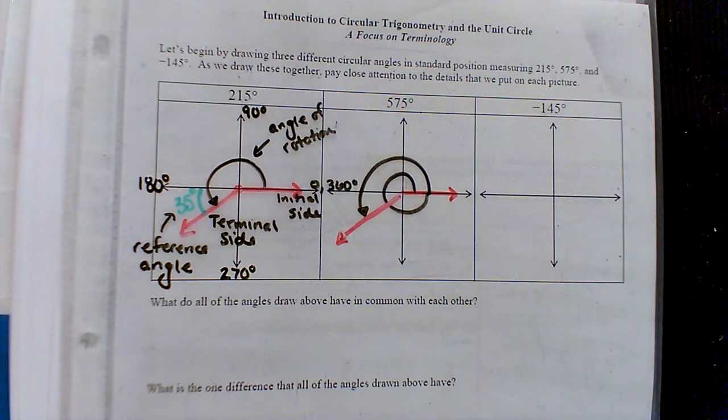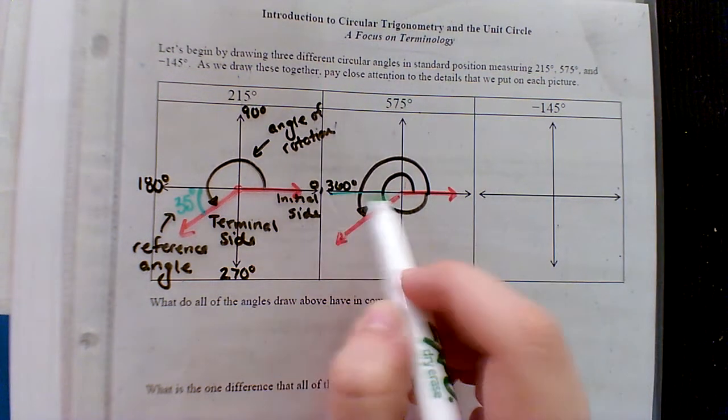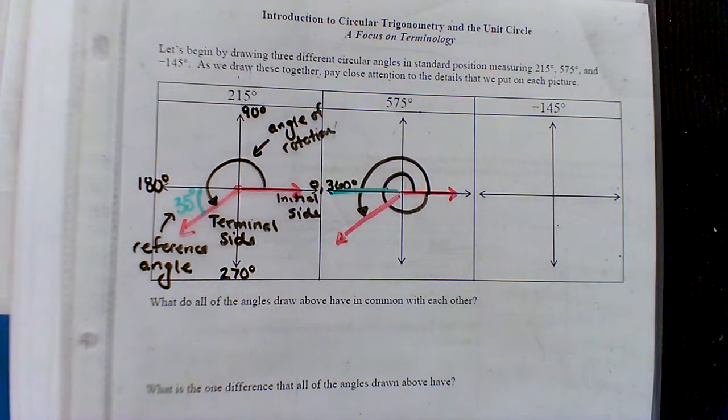What's our reference angle for this one? How far are we away from that x-axis? Can you visually see it, perhaps?